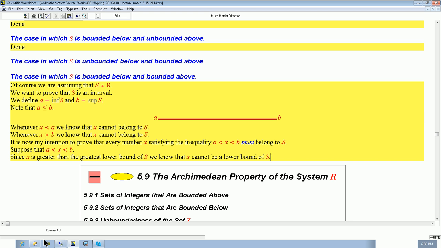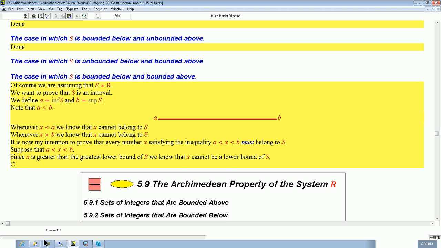So this number X is not a lower bound of S, so we know that there exists a member of S that is less. And if something exists, choose. Choose a member; what should we call it?